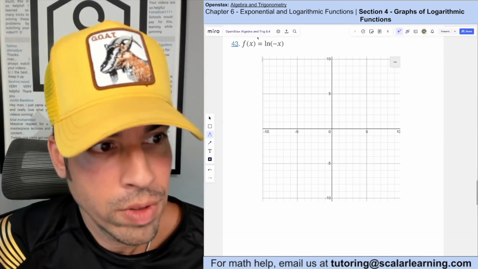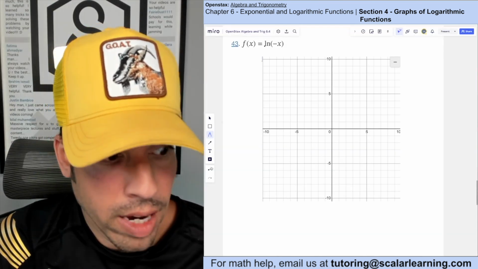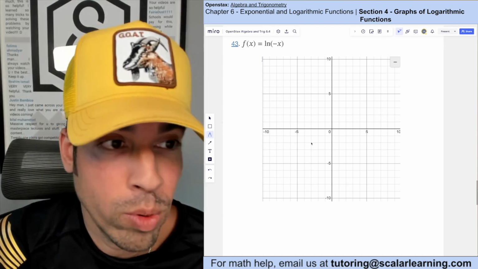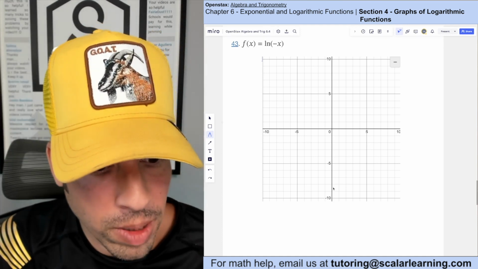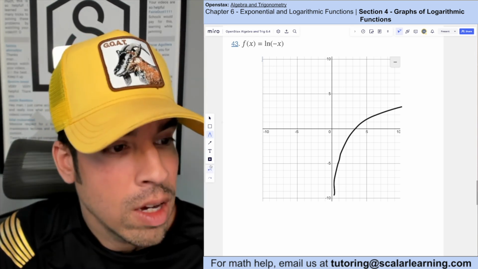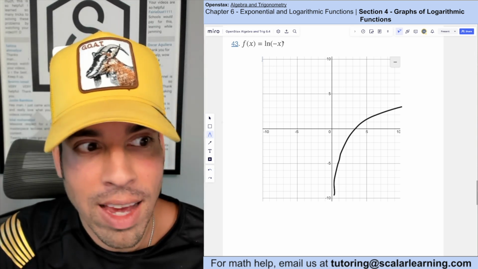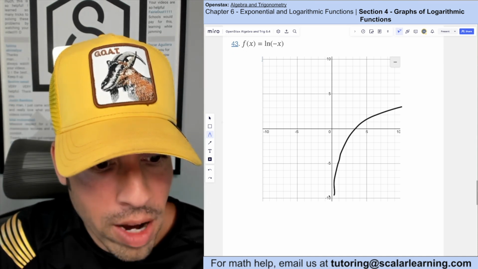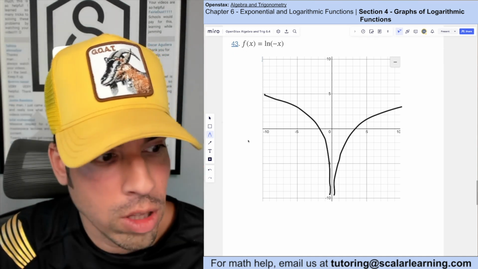Boom, done. So for this one, we're graphing ln of negative x. I can show you how to get a pretty quick rough sketch. When we typically have ln of x, it's going to look something like this, right? Just approximately. Now, when we negate that inside x, that's a reflection across the y-axis. So I can already tell you that it should look like this.